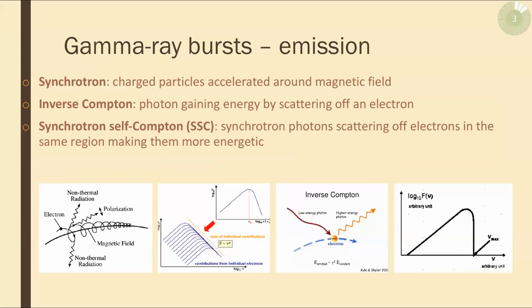The other thing is that the emission we see from these events is due to synchrotron radiation, and there's also synchrotron self-Compton, which is inverse Compton occurring in the same region as the synchrotron emission. This can create very high energy photons that we detect in gamma rays and other parts of the spectrum.